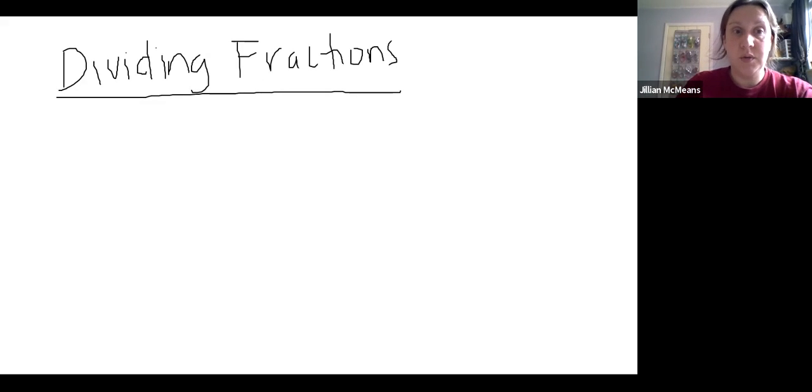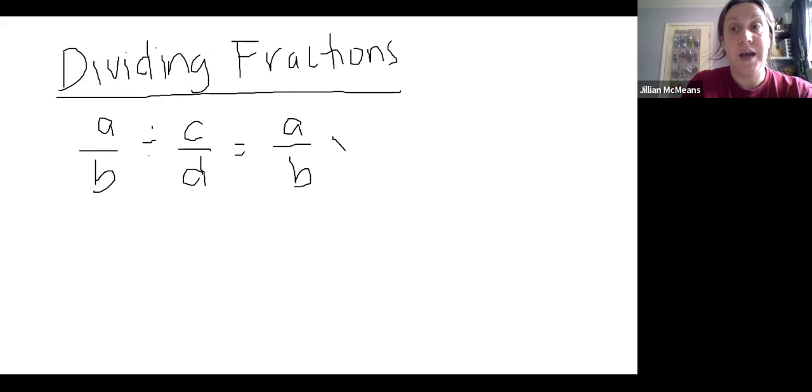So here's the deal with dividing. If I have the fraction a over b, and it is divided by the fraction c over b, this translates to a over b times.